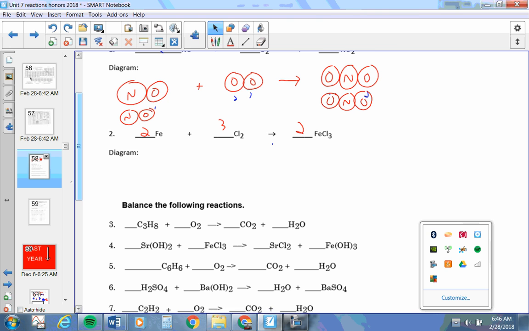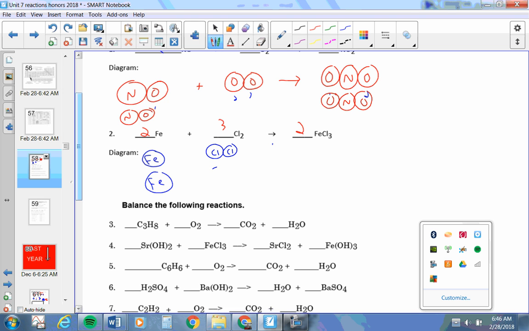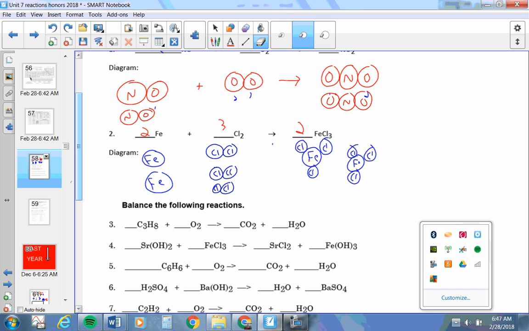That's just a count. It says to draw an Fe and an Fe. Draw 3 Cl2s, Cl tied to a Cl, Cl tied to a Cl, and another Cl tied to a Cl. And finally, draw FeCl3s. I'm envisioning those maybe as an Fe and then 1, 2, 3 dots around it. That's one of them, and I'm drawing another one, Fe with 1, 2, 3. That's a particle diagram. That's what's necessary for this.